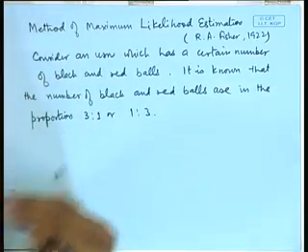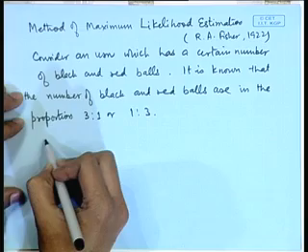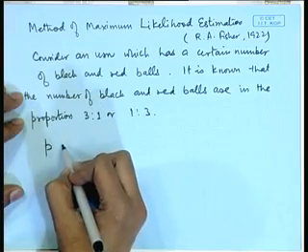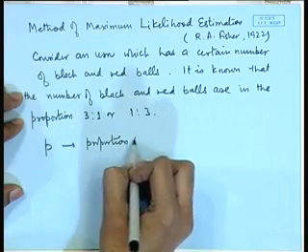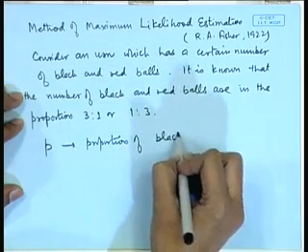So, now what is the problem? The problem is that we want to estimate this proportion to know whether blacks are more or the reds are more. So, let me denote P as the proportion of, say, black balls.